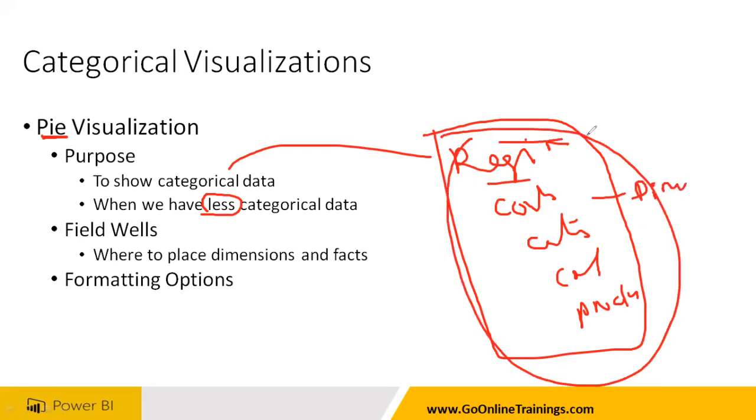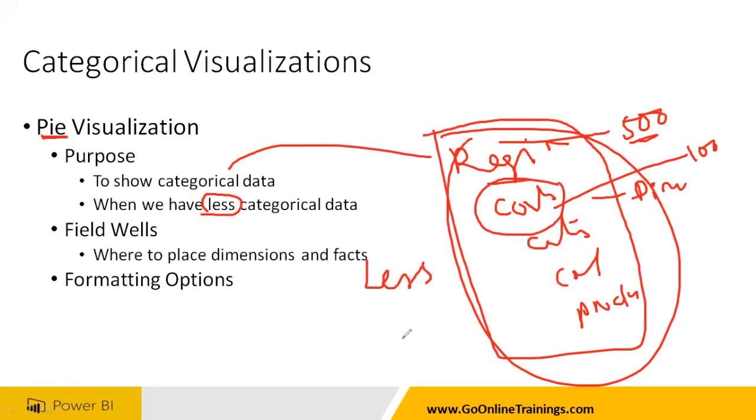If you have 500 categories, definitely the pie chart is not a good one. Or colors, let us say you have some hundreds of colors, so definitely the pie chart is not good. Pie chart is good when you have less data. Less means fewer than 10 values, or 5 to 10 values. That is when we are going to use the pie visualization or the pie chart.